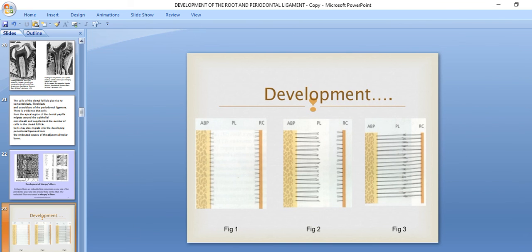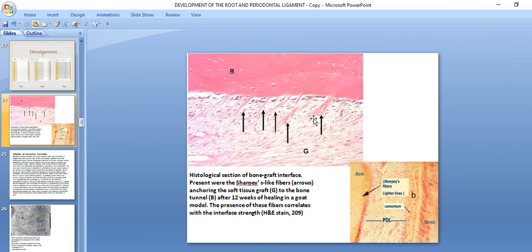In the next slide, you can see a histological section of a bone graft interface, and you can see the Sharpey's-like fibers, which anchor the soft tissue graft to the bone tunnel. And here you can see the periodontal ligament and alveolar bone on the left side, and dentin and cementum on the right side, and you can see the Sharpey's fibers which penetrate the bone as well as the cementum.